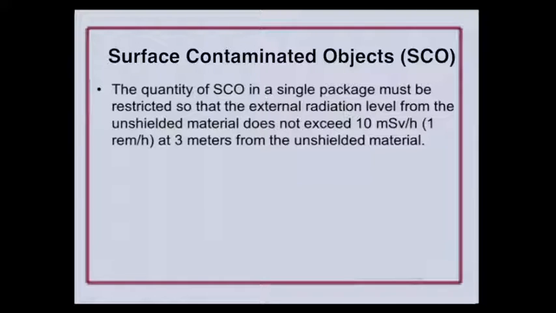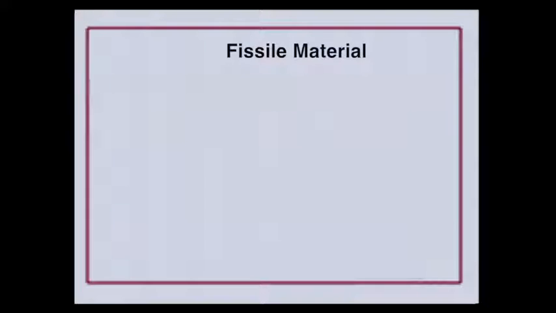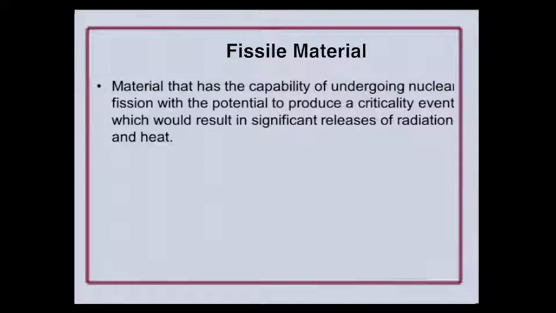Really, there's two slides left. That's LSA and SCO. There is this last category called fissile. And it is material that has the capability of undergoing nuclear fission and has the probability or possibility, potential, to produce a criticality event, which would result in the release of significant radiation.